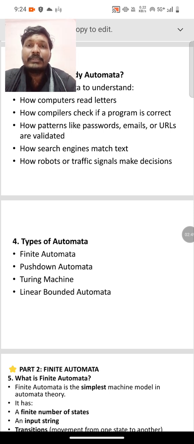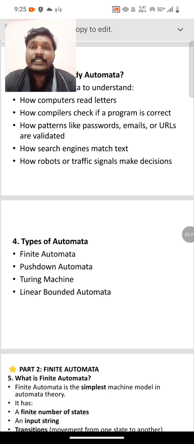We will discuss some grammar. What is a grammar? Grammar is a formal set of rules to validate a string or to form a string. For example, according to Noam Chomsky, grammar can be divided into four types. First one, regular grammar. The regular grammar accepting machine is finite automata. Finite automata, pushdown automata, Turing machine, and linear bounded automata are mathematical machines. They are not physical machines.